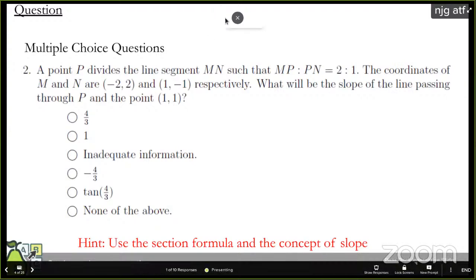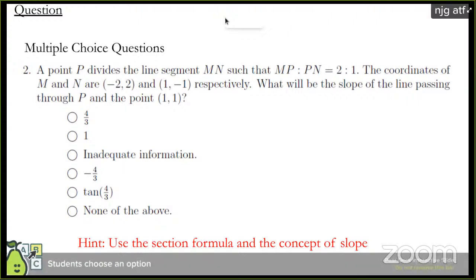Okay, just take some 5 minutes and answer the question, and later we will discuss the solution anyway.